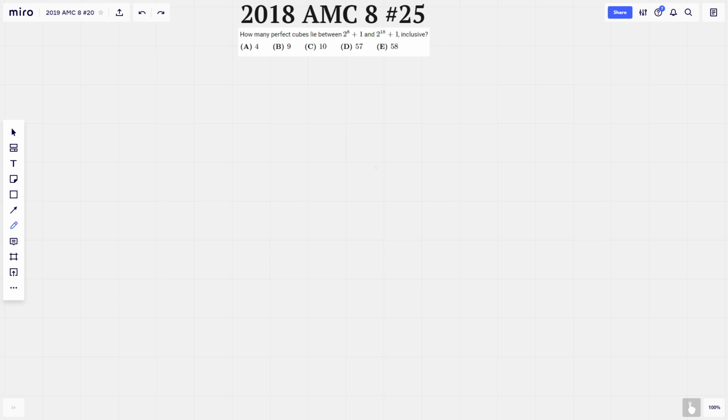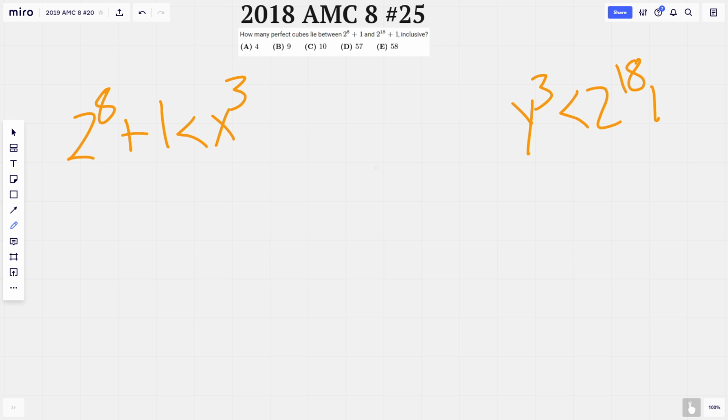the values themselves and finding the cubes that lie between them, I'm going to approximate the values and bound them between two values and find the perfect cubes that lie between those instead. Now, to translate this, for 2 to the 8th plus 1, I'm going to find a cube x cubed, which is the smallest cube greater than it, and I'm going to find the largest cube, y cubed, that is less than 2 to the 18th plus 1.